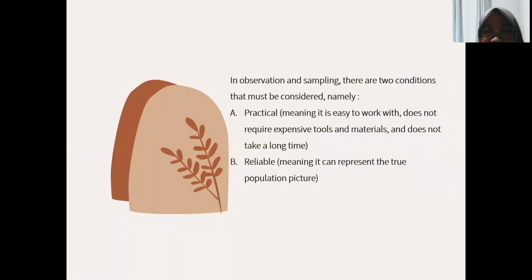In observation and sampling, there are two conditions that must be considered, namely: A, practical, meaning it is easy to work with, does not require expensive tools and material, and does not take a long time. B, reliable, meaning it can represent the true population picture.